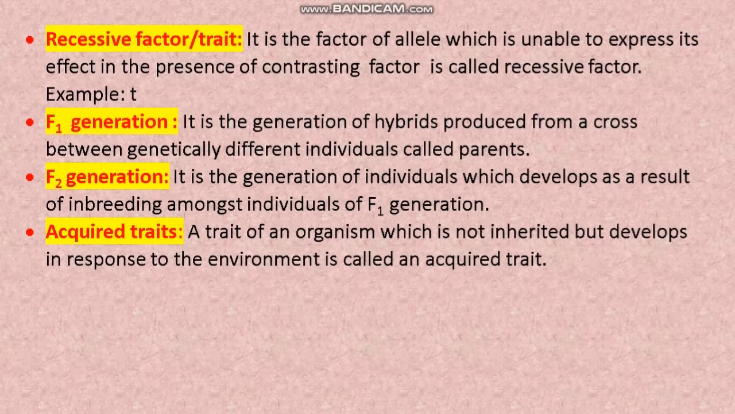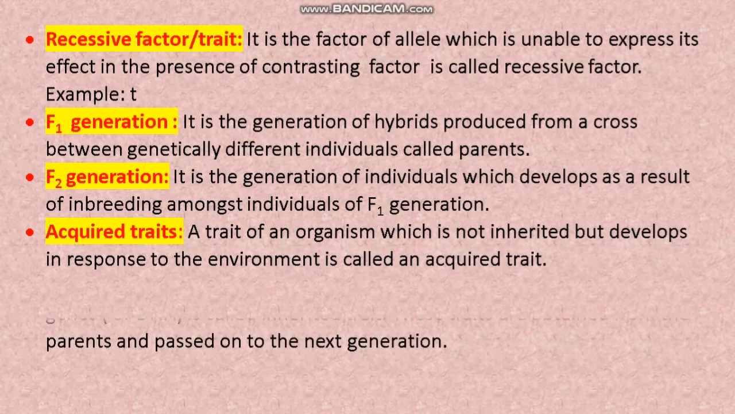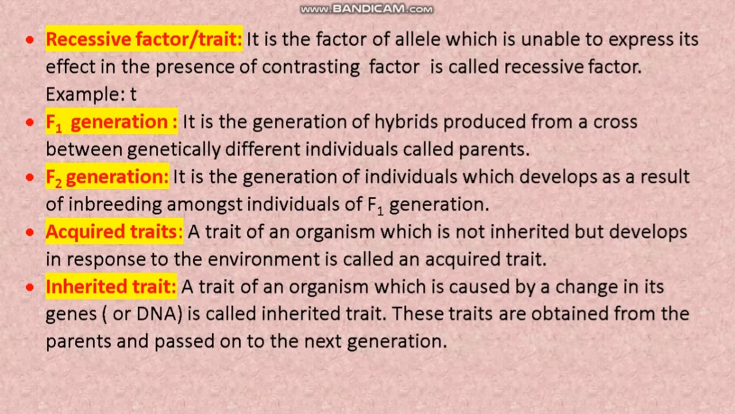Acquired traits: a trait of an organism which is not inherited but develops in response to the environment is called an acquired trait. Inherited trait: a trait of an organism which is caused by a change in its genes is called an inherited trait. These traits are obtained from the parents and passed on to the next generation.